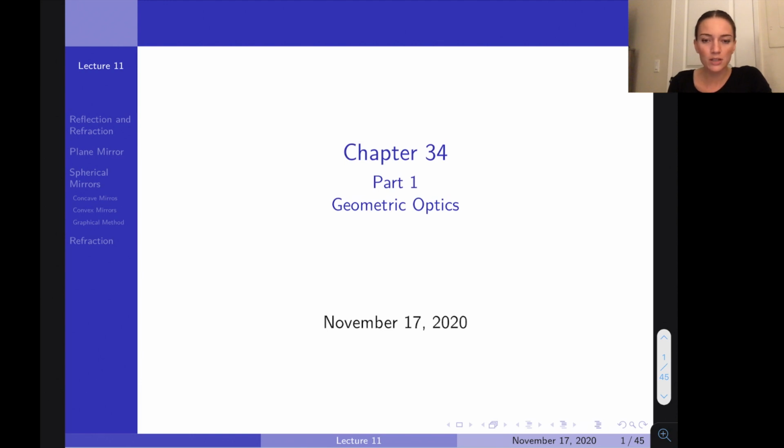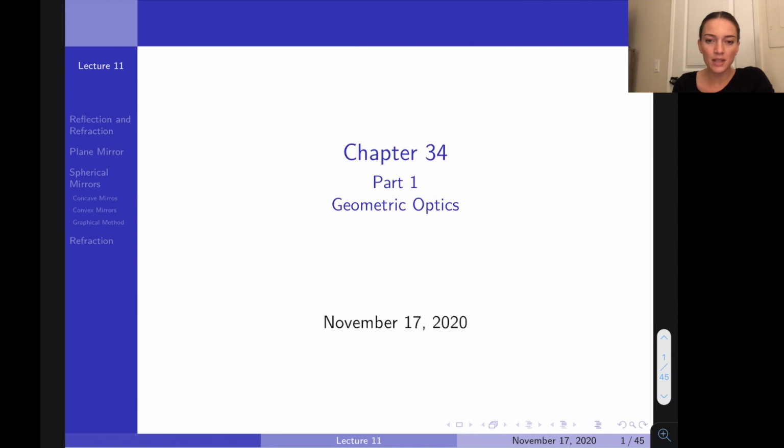Alright, so today we're going to be starting chapter 34, which is geometric optics, so lenses, mirrors, cameras, telescopes, stuff like that. We're going to see how they work. And it's geometric optics because, as you're going to see, we're going to be using a lot of geometry to solve some of the equations that we have.